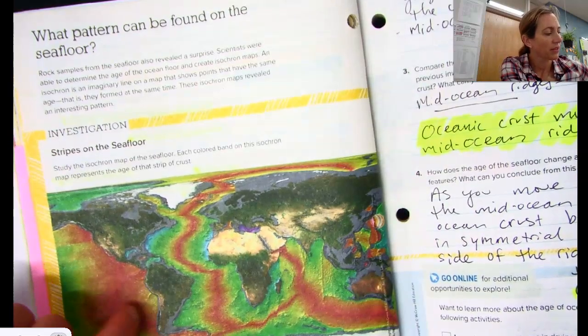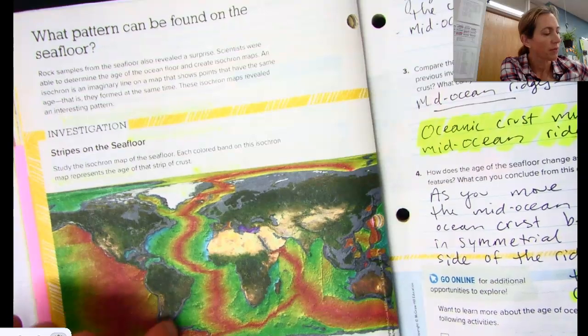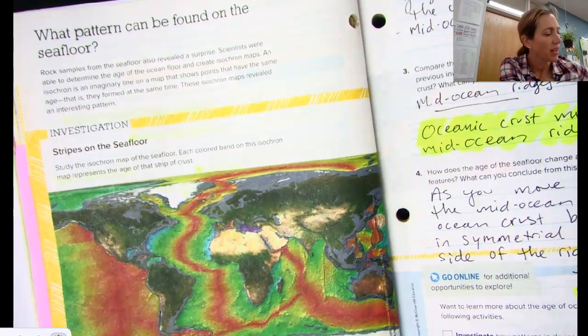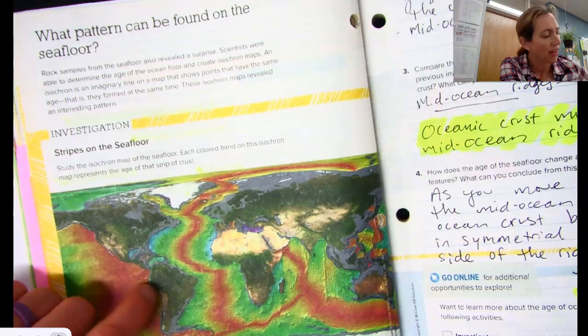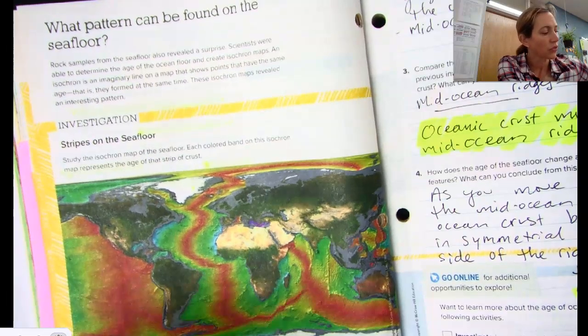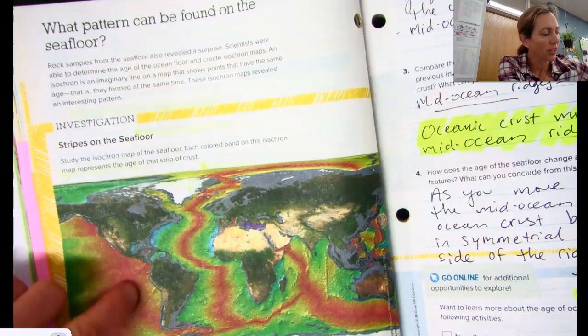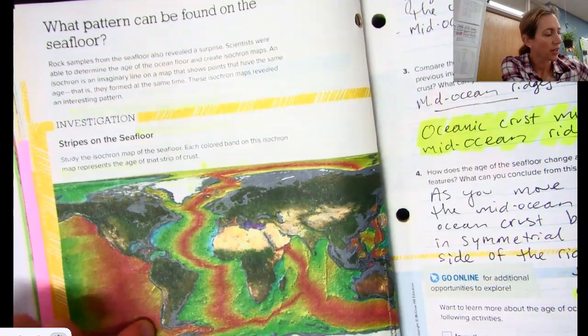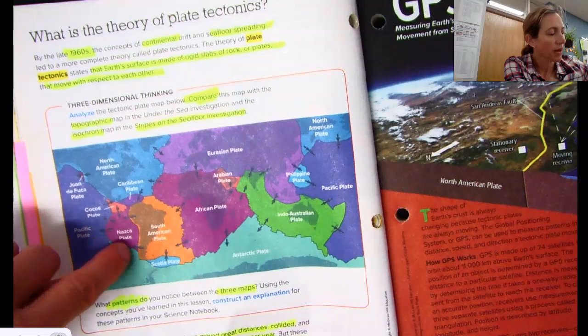So the Nazca plate is here. This is the South American plate here, if you imagine that. And where they're smashing together, it's not the youngest rock, it's older than this rock over here. What is this rock over here? Oh, that's a plate boundary.